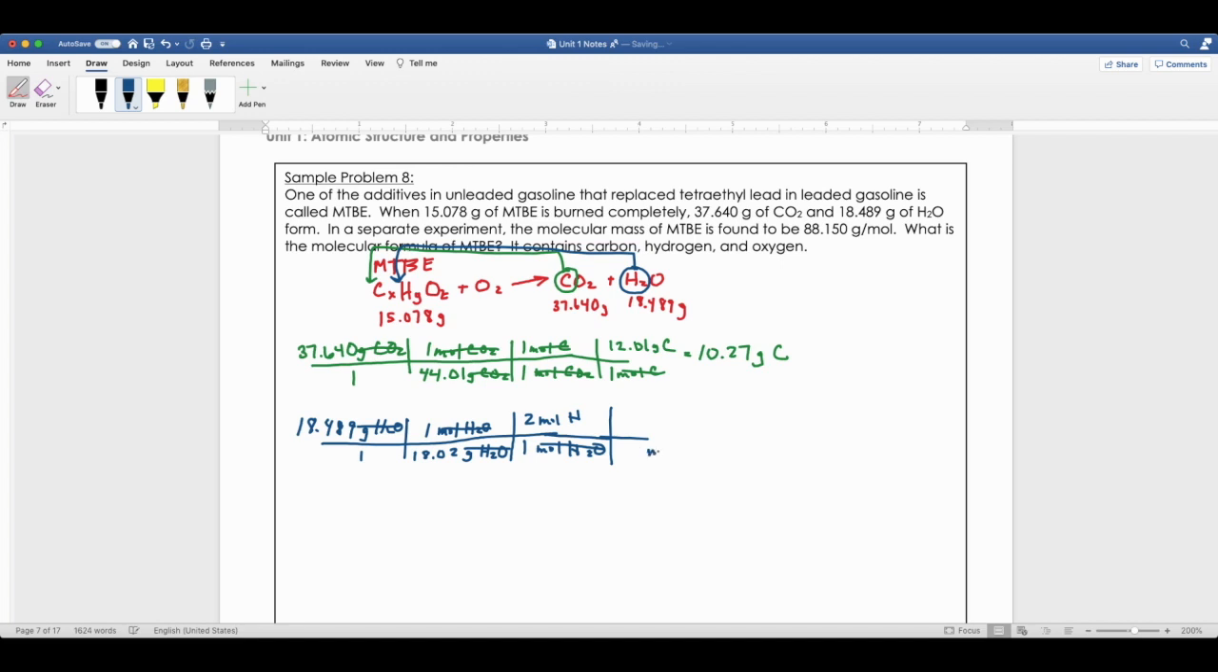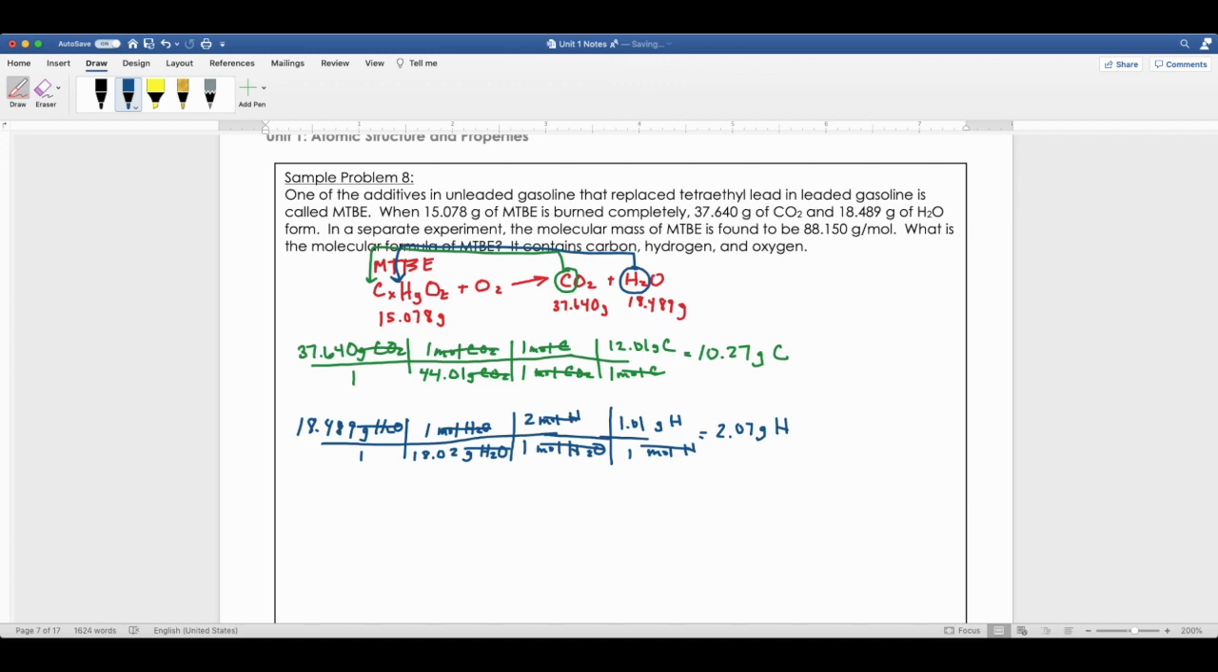And let's convert moles of hydrogen to grams of hydrogen. And 1 mole is 1.01. And when I do that, I get 2.07 grams of hydrogen. So because all of that hydrogen, if 2.07 grams of that hydrogen is in water, that must mean that this MTBE is also 2.07 grams of hydrogen. I got hydrogen, I got carbon. How much oxygen does this contain?